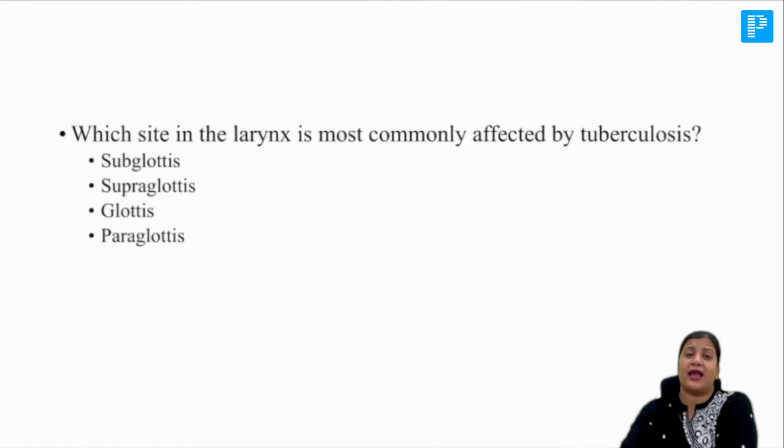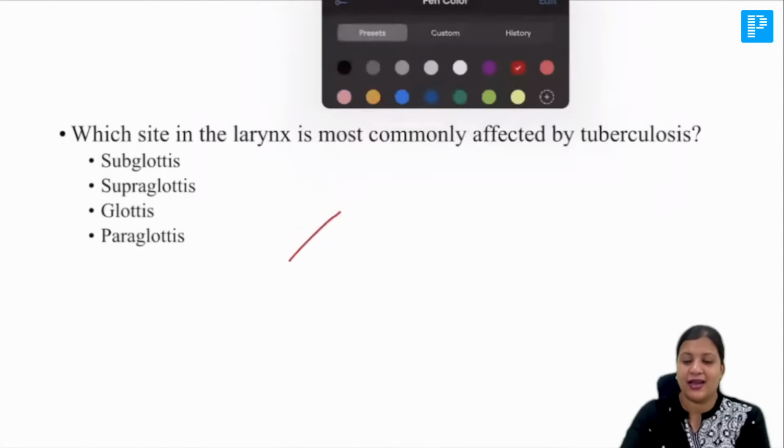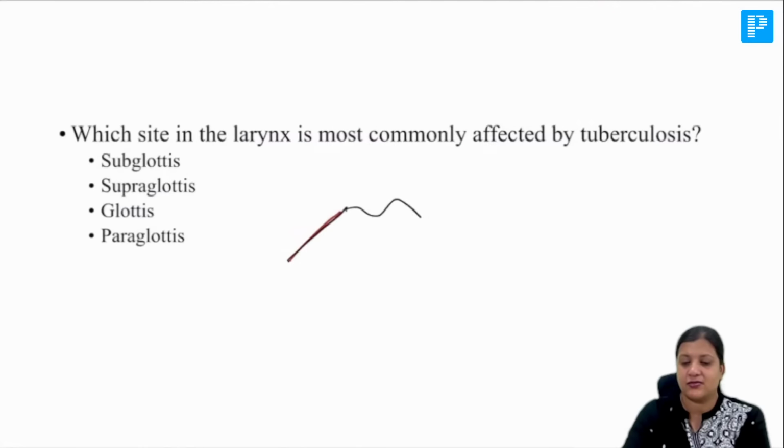Which site in the larynx is most commonly involved or affected in tuberculosis? Supraglottis, subglottis, glottis, or paraglottis? Again, a very important question. We see various signs in laryngeal tuberculosis. Can we all recall the sign and which part of the larynx is most commonly affected?